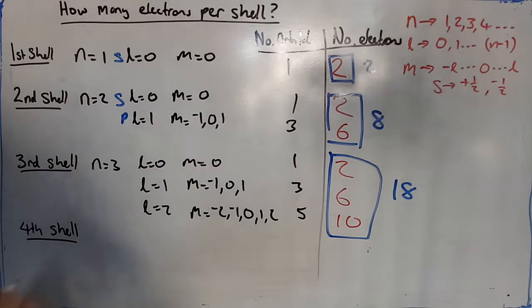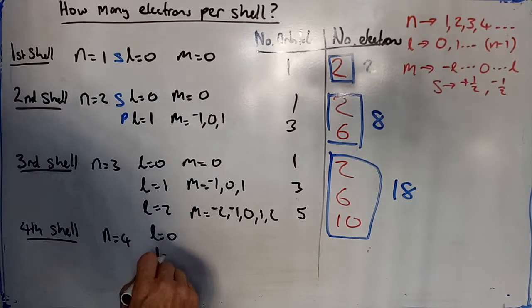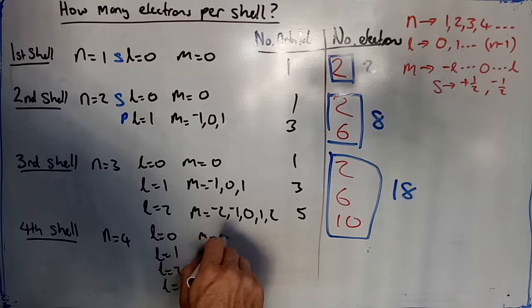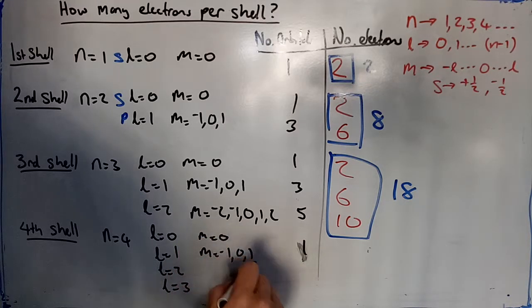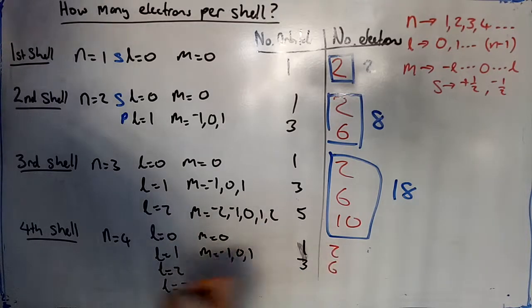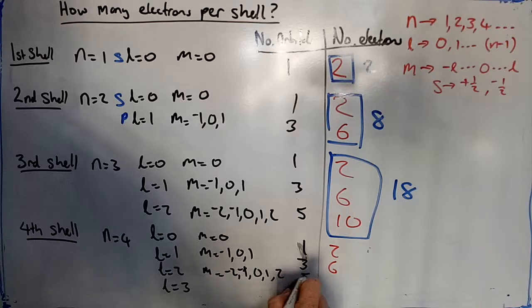For the fourth shell, n equals 4. L could be 0 or 1 or 2 or 3. If L equals 0, then M equals 0, 1 orbital, and a maximum of 2 electrons as before. If L equals 1, then M equals -1, 0 or 1, 3 orbitals, and a maximum of 6 electrons. If L equals 2, then M equals -2, -1, 0, 1, or 2, 5 orbitals, and a maximum of 10 electrons. Hopefully you're beginning to see the pattern here.